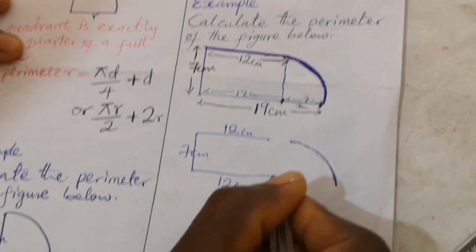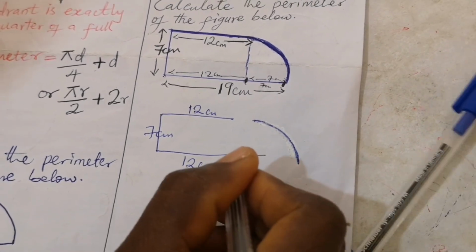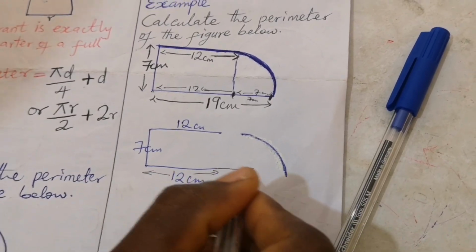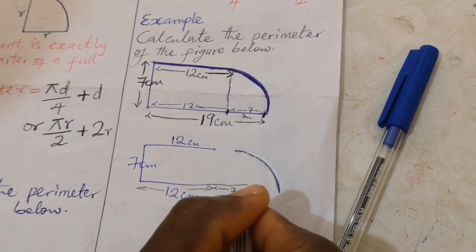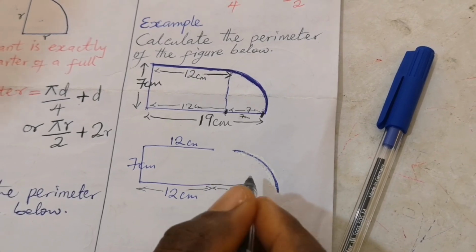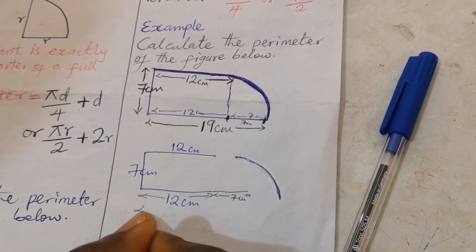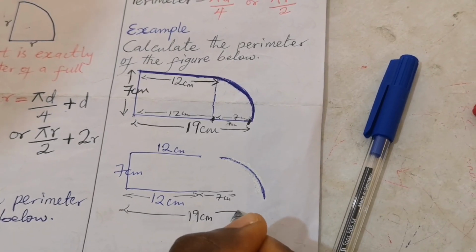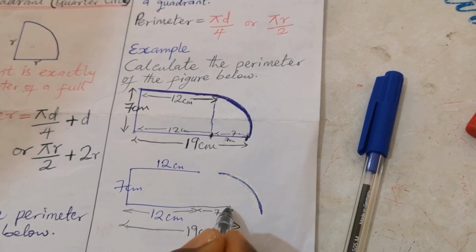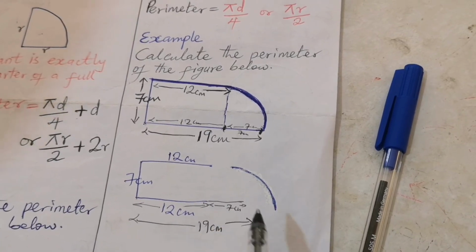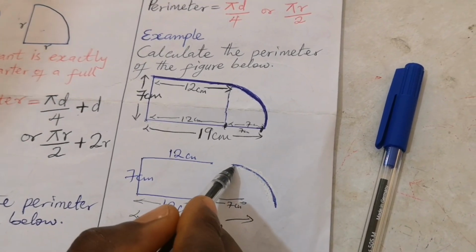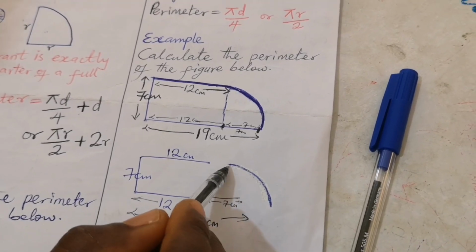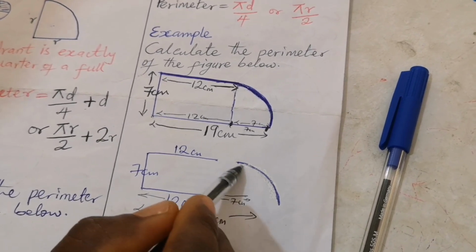So let me add it back again. So from here, stopping here is 12 cm. From here reaching here is 7 cm, which is the total length, still that 19 cm we have there. So the whole of this length is 19 cm. So this is now the arc where I am having a problem. I am having a problem on this arc because I don't know the length of this arc.